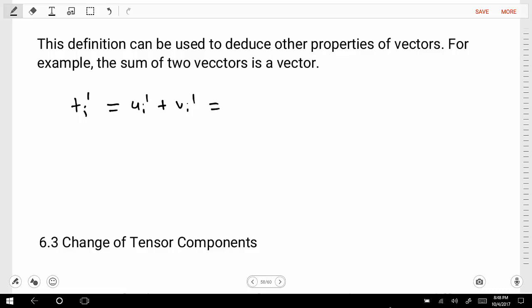Well, what if we regress this and put it back in terms of the original coordinate system? So what if we got rid of the prime? Well, we can introduce our transformation tensors. So AJI UJ plus AJI VJ. Seeing that the J is going to disappear here, we end up with the I, right? Let's collect our transformation tensor and put in brackets the UJ and the VJ.